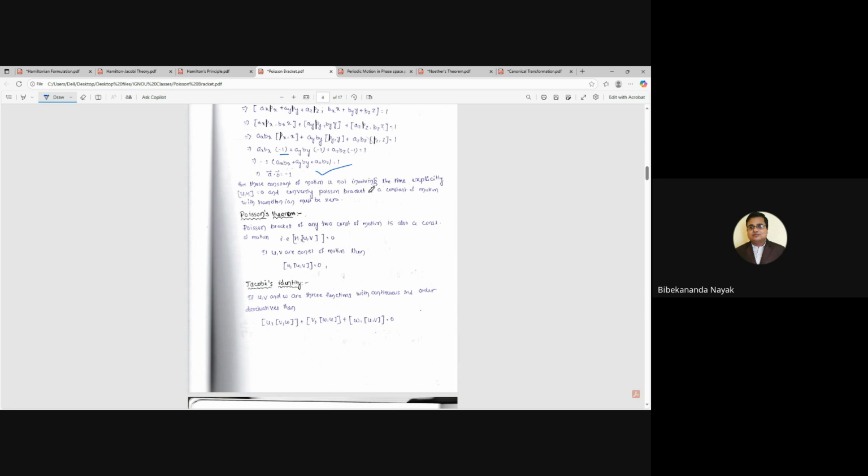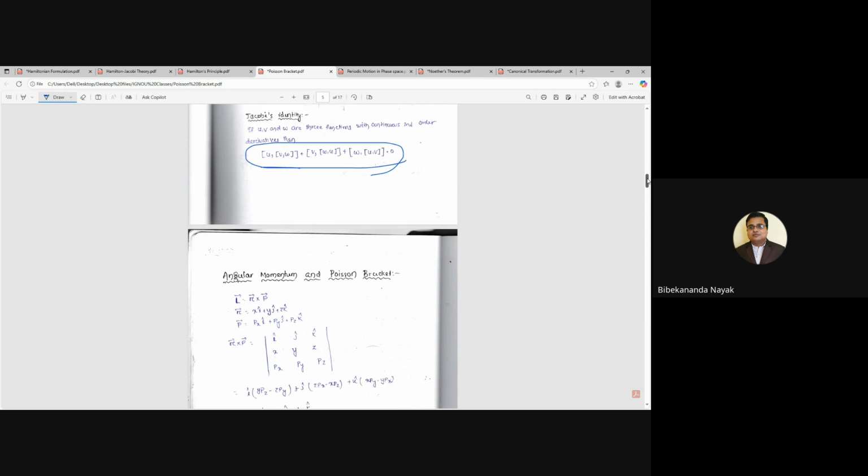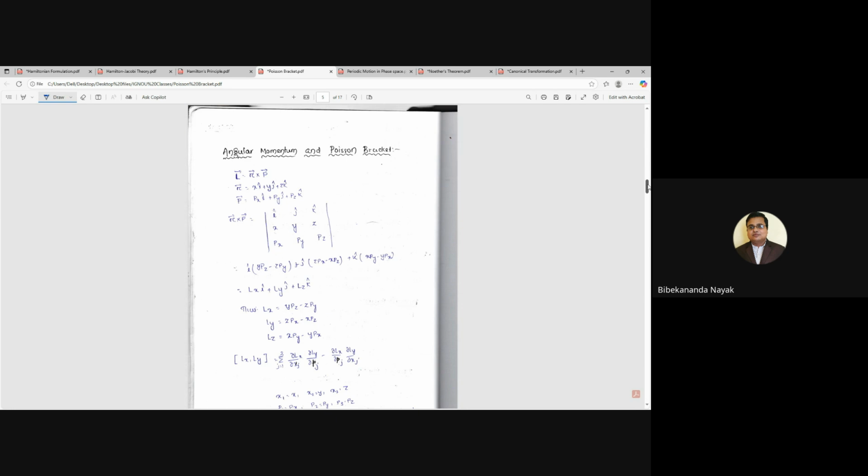There is Poisson's theorem. Poisson's theorem tells us that the Poisson bracket of any two constants of motion is also a constant of motion. If u and v are constants of motion, then the Poisson bracket of u and v is also a constant of motion. And the Jacobi identity: the Poisson bracket of three quantities taken in the order [u,[v,w]] plus [v,[w,u]] plus [w,[u,v]] is equal to 0. Okay, that is the identity.